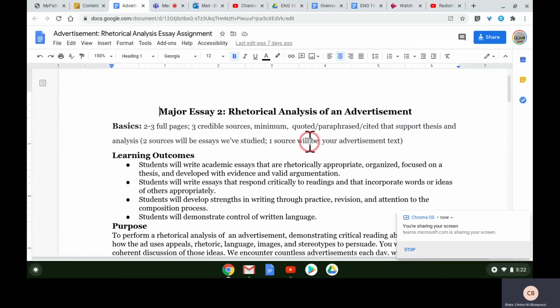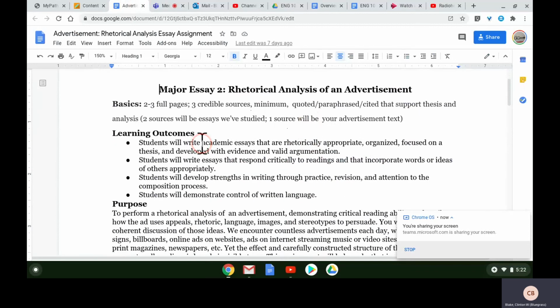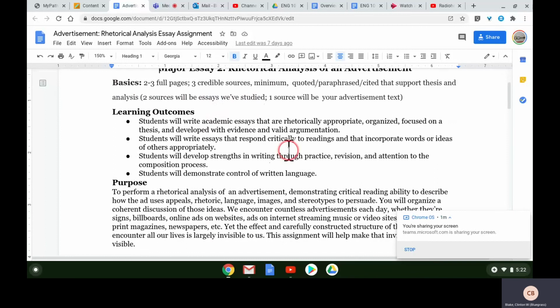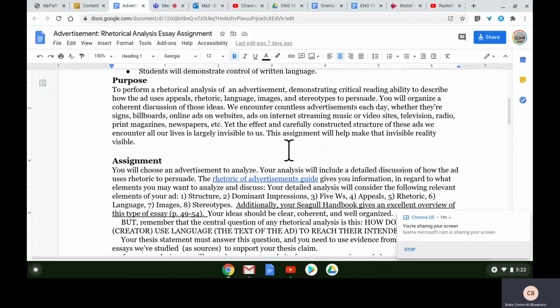So first things first, the basics. This is going to be 2 to 3 full pages. You're going to have 3 credible sources minimum that you're going to quote, paraphrase, and cite that supports your thesis and your analysis. And just to clarify here, 2 of those sources will be the essays that we've studied, and one of those sources can actually be your advertisement that you're quoting. So keep that in mind. There are the learning outcomes for you to take a look at.